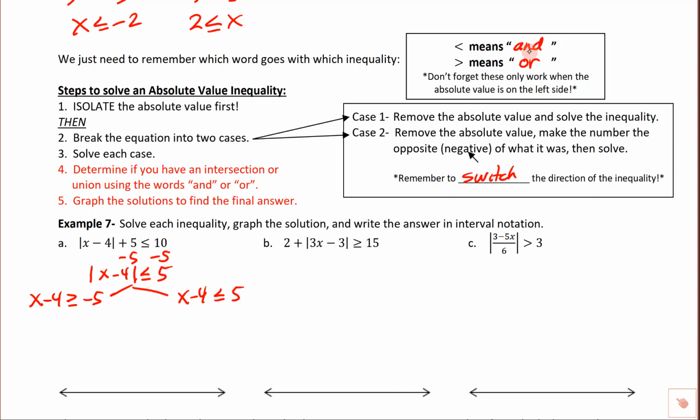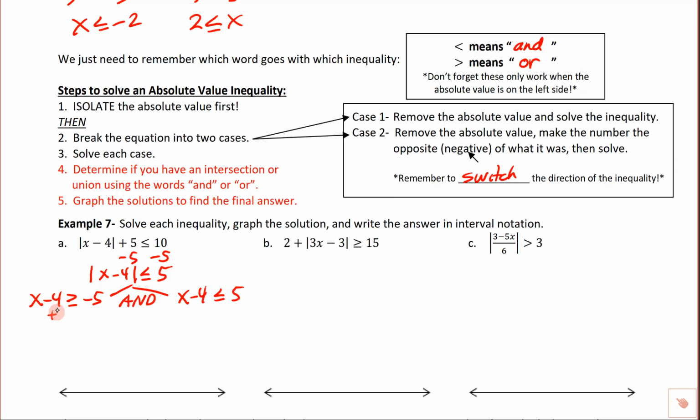So remember, the word less than is an and. So I'm going to write the word and between these. That's going to be an intersection. That's going to be where these overlap. This is going to be both types of shading. Now, I realize I'm going fairly quickly. We are going to do several examples, so I'm hoping by the time we're done with these, we've kind of got this dialed in and we're in good shape. So let me go ahead and solve this one.